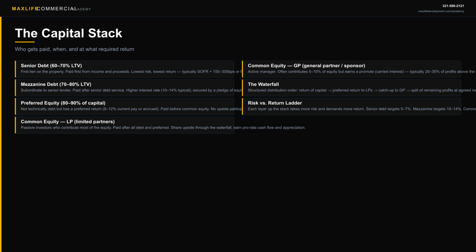The capital stack is the architecture of who owns a deal, who has priority when money flows in, and who bears the most risk.